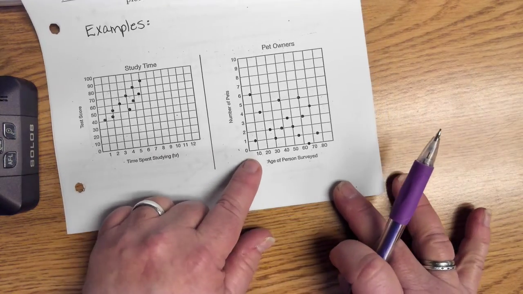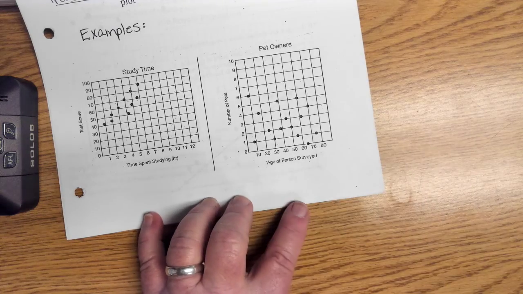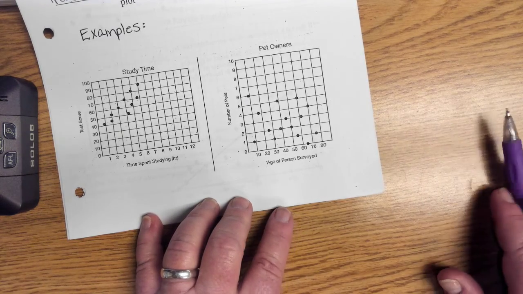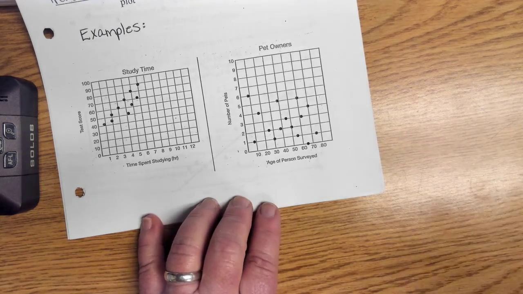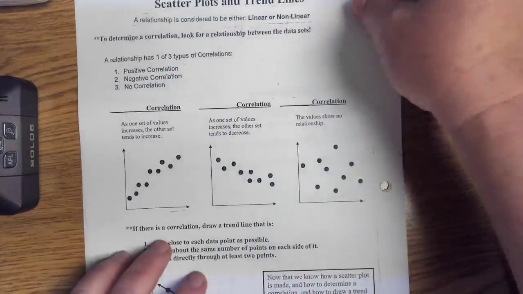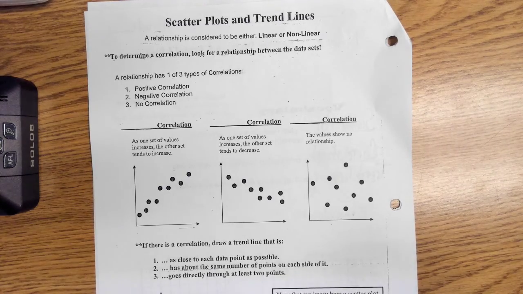Then you have this one. Does it look like there's any sense to it at all? No. That's called no correlation. Isn't that crazy? So let's go look at those. So here we go. Scatter plots and trend lines.